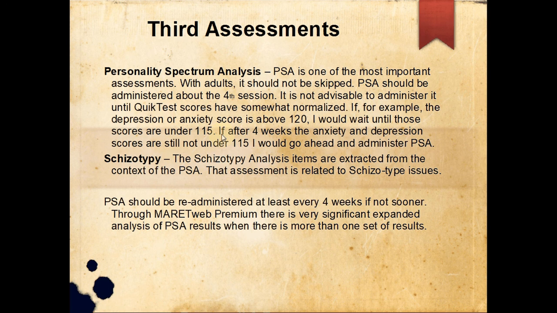However, if there is extreme elevation in QuickTest, that may skew these responses because a person is hypervigilant, and they may skew their PSA results by choosing higher totals than they would normally choose if the anxiety and depression scores were lower. So if they're above 115, above 120, I would say wait on the PSA. If their scores are not down by 4 weeks, then go ahead and give it. Once they get down to 115, you should get pretty accurate results with PSA.